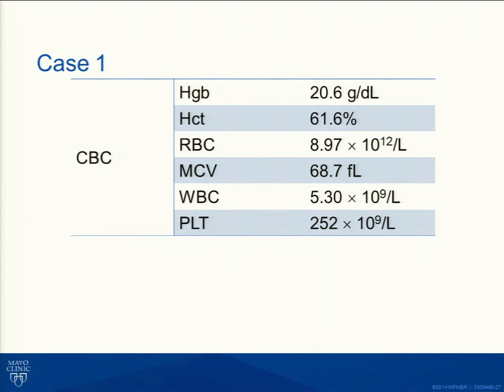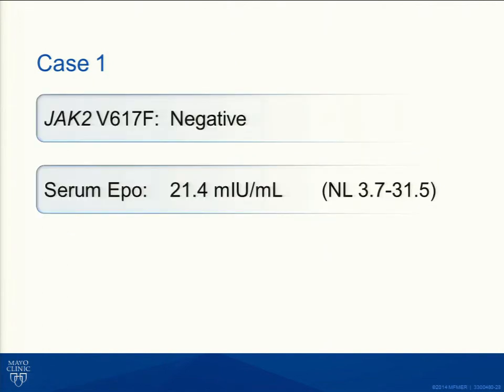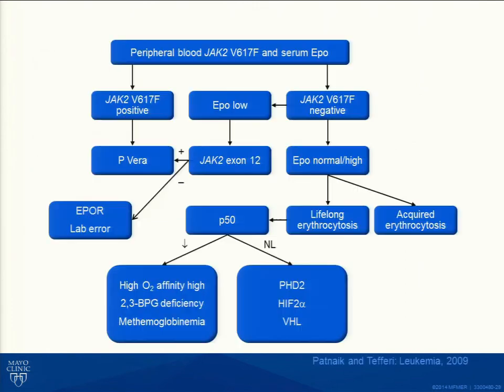Here is his CBC. You can see the markedly elevated hemoglobin, hematocrit, and red blood count. Interestingly, though, he also has a microcytosis. White cells and platelets are normal. Here's the initial testing, negative or normal for both. So we are going down this part of the algorithm. We are down here, and we have a history that suggests a lifetime erythrocytosis.